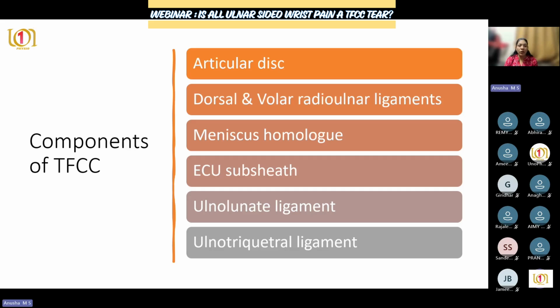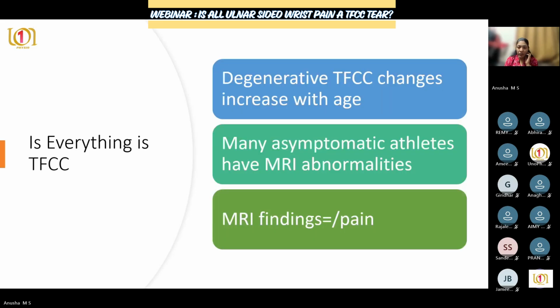So when we go to patient cases, nowadays everyone goes and takes an MRI. As per research, even if MRI findings show a TFCC abnormality, that may not represent that the pain is coming from the TFCC. So as clinicians, we should perform clinical tests to identify the structure involved.